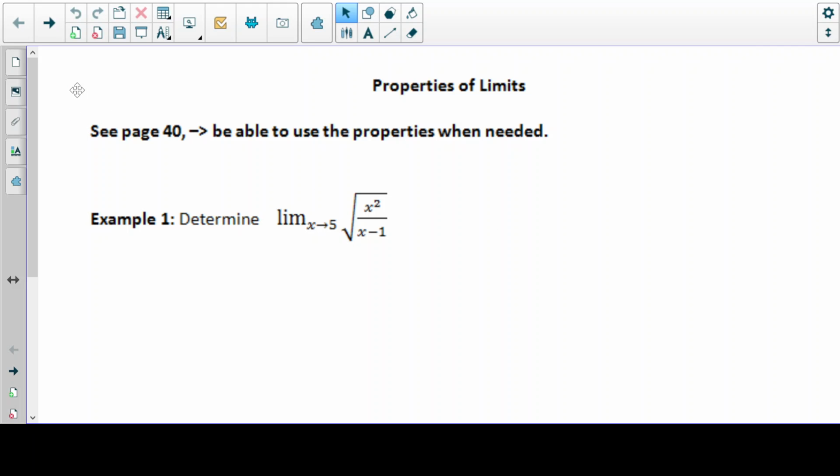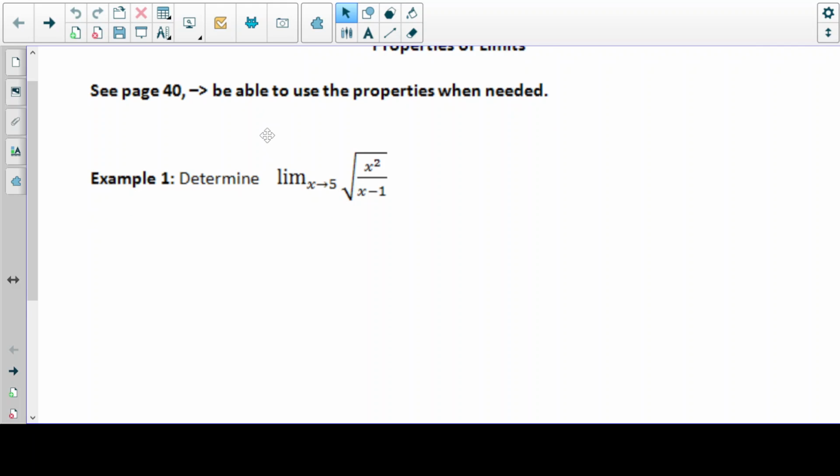All right, so this time what we're going to be looking at is dealing with limits again and properties of limits. Now, on page 40 of the textbook, which is posted on the website, you should be able to use the properties when needed. Nothing too crazy with the properties.